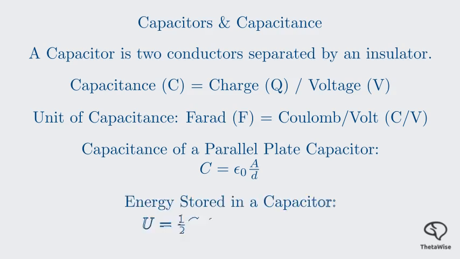Since a capacitor stores charge, it also stores energy in the electric field between its plates. The energy stored, U, can be calculated in a few different ways: 1/2 CV squared, 1/2 QV, or Q squared over 2C. All of these formulas are equivalent and represent the work done to charge the capacitor. Let's work through an example involving capacitance and energy.